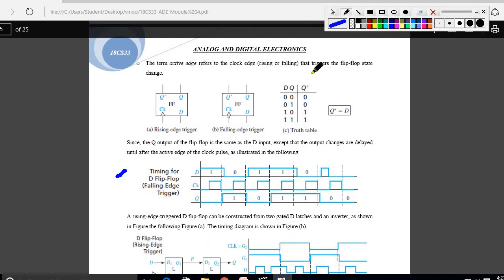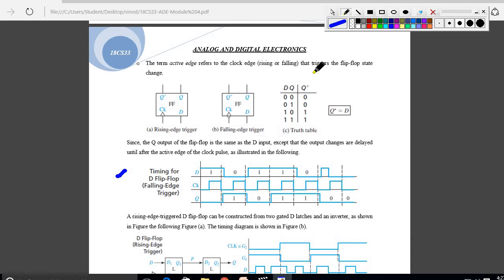The term active edge refers to the clock edge, rising or falling edge, as I told earlier. Here in the symbolic representation of the D flip-flop, he has shown the rising edge trigger and falling edge trigger. See here, there is an arrow mark at the clock side, I need to call it a rising edge trigger. This is D and Q bar. Here, for the falling edge trigger, there is a clock pulse with a bubble. Arrow mark with a bubble is a falling edge or negative edge. So this is the difference between rising edge trigger and falling edge trigger.